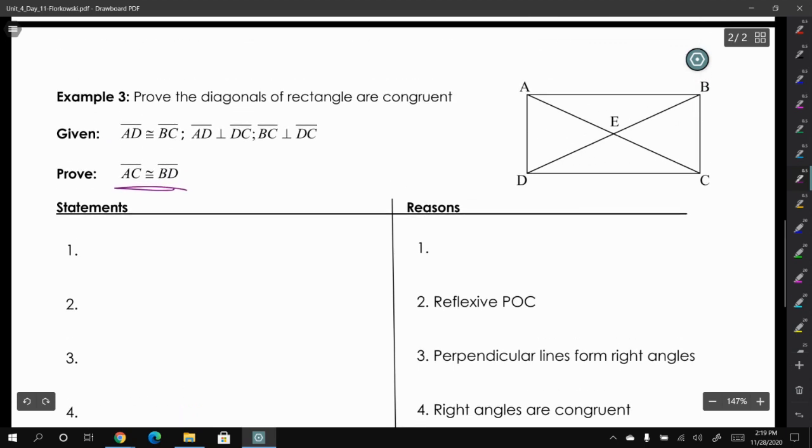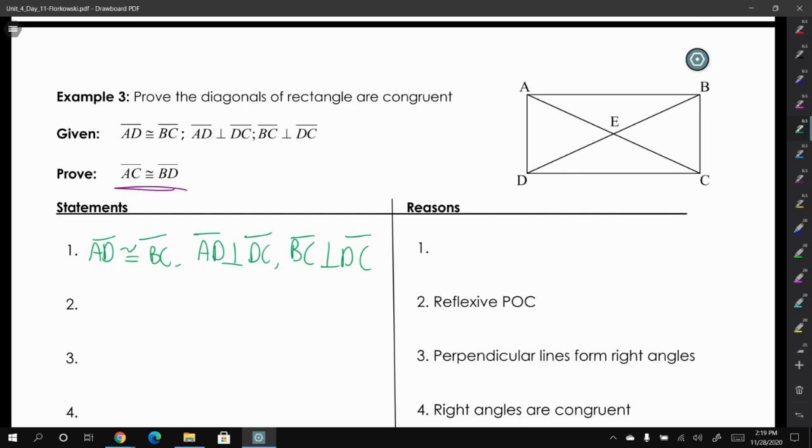Okay, so let's write down our given information. And we have AD is congruent to BC. We have AD is perpendicular to DC. And we have BC is perpendicular to DC. So let's mark all of this up. AD is congruent to BC.